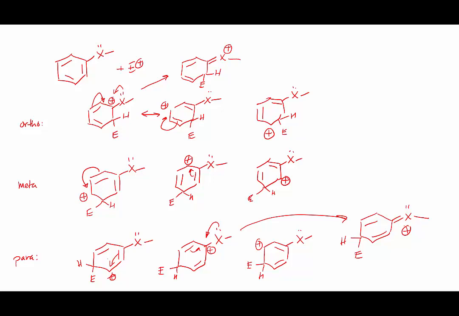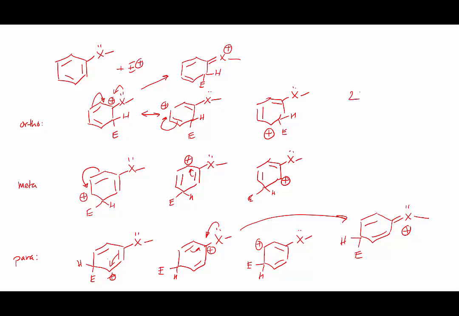Now, can I do that with the meta? Why not? Why can't I do that with meta? Because the positive charge is never next to the X group. Right? I'm waiting for confirmation from others. Okay.